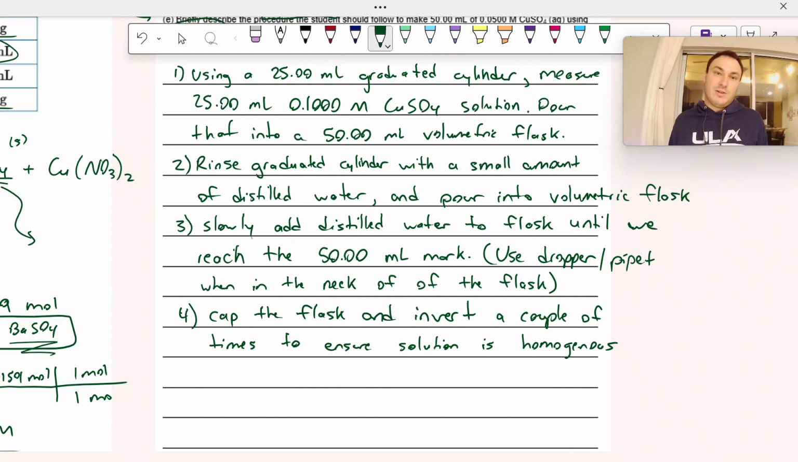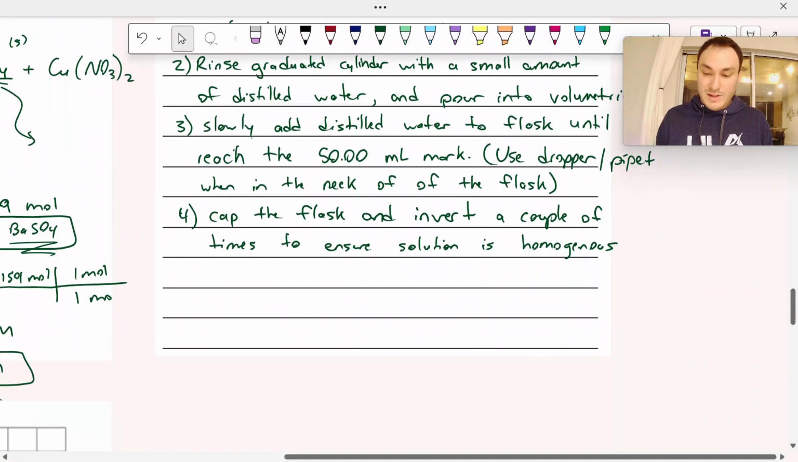That is a real step we need to take. I don't know if you remember back to the spectrophotometry lab, but when you made a solution in a graduated cylinder, you could see that some parts of the graduated cylinder were more blue than other parts. It's because it wasn't mixed thoroughly enough. In a volumetric flask, we get an advantage of being able to cap it, so we can invert it a few times to mix it very easily. All right, that's the correct procedure.